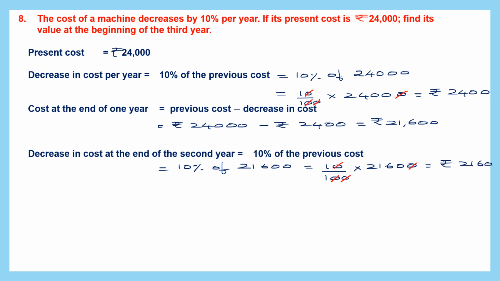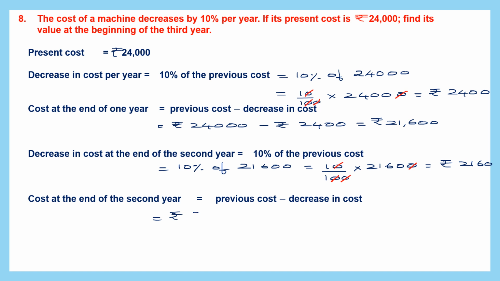So what is the cost at the end of the second year? The cost at the end of the second year is the previous cost minus the decrease in cost. So the previous cost is rupees 21,600. From that we have to subtract 2,160. So what do we have when we subtract these two numbers? We have 19,440. So this is the cost at the end of the second year.